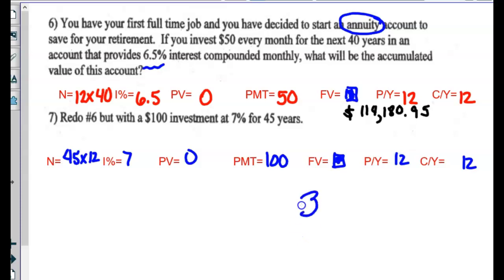Anybody get, I got 379,259 and 47 cents. Okay, this time how much did we give them? 45 years of monthly payments at $100 each. We still only gave them $54,000, and it wound up with close to $400,000. Yeah, okay. Start young, even if it's $25 and later you up it to 50 and later you up it to 100 when you can afford it.